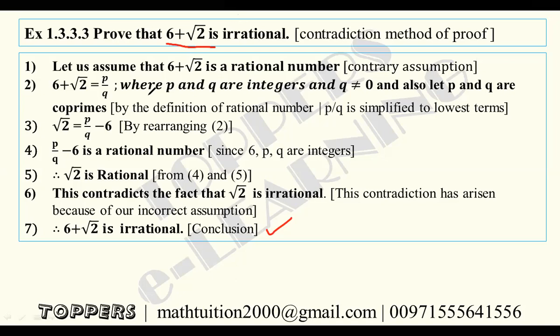So it is very easy. The only thing is you have to do this step by step. Just remember how we are arguing, what is the reason for each statement, each argument, and step by step we can conclude that the given number is irrational. We are proving that the given number is irrational.